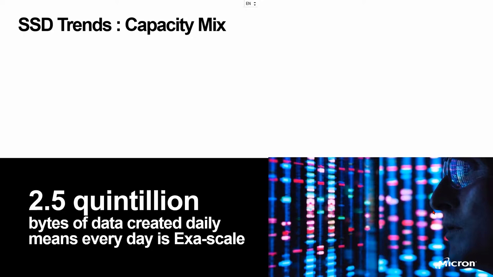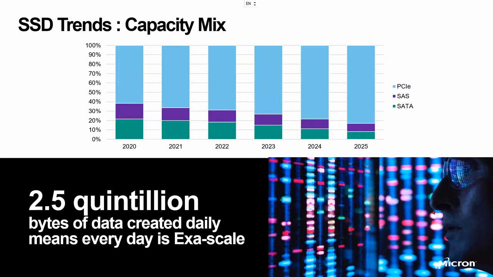The next portion of the slide will tell you about the market transition. Look at this slide, especially the blue bar. It shows that as early as 2020, in terms of capacity, the industry has moved from SATA or SAS to NVMe. This is actually a very important trend. The reason is very simple: SATA and SAS is a legacy interconnect. It's unable to achieve the kind of performance that you need.